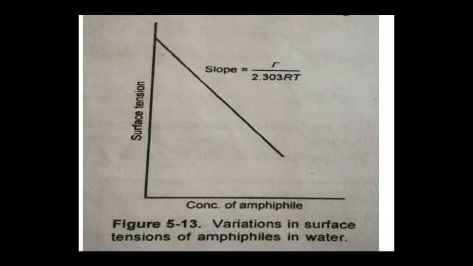From this graph, the slope is calculated and multiplied using the following formula: surface excess is slope divided by 2.303 RT. The surface excess can be calculated by multiplying the slope value with 2.303 RT.